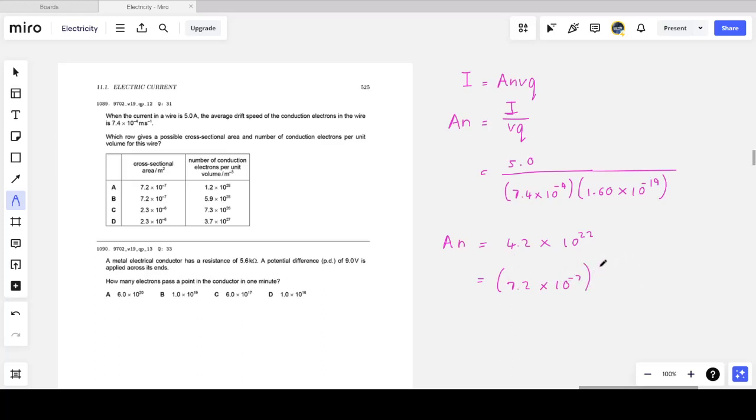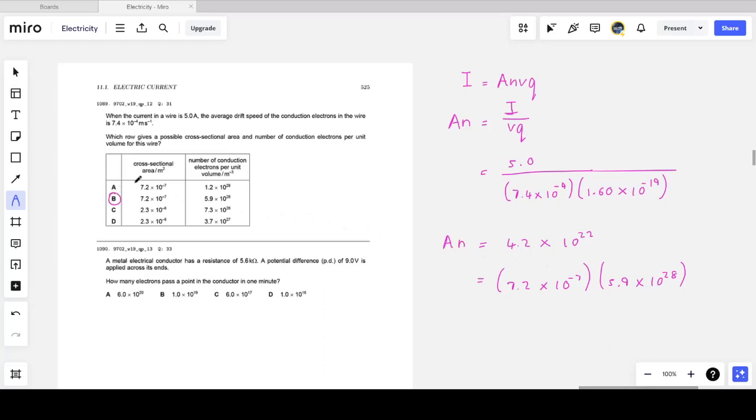square meters for the cross-sectional area. It should be very small. And the number density of electrons should be 5.9 times 10 to the power 28 per cubic meter. And this corresponds with option B.